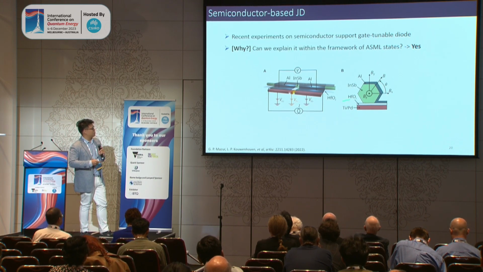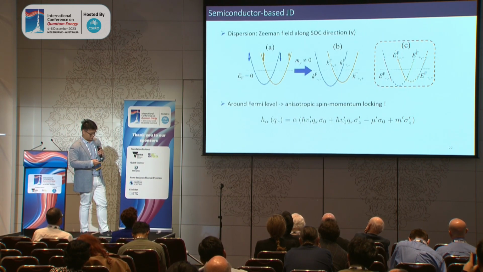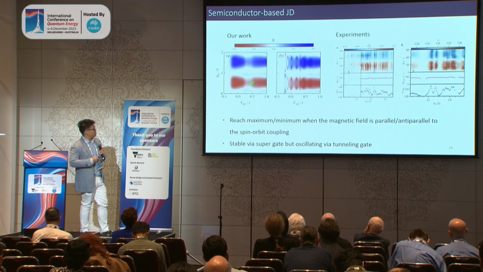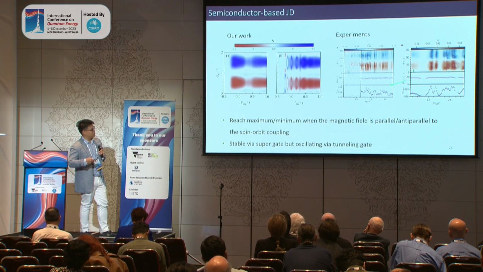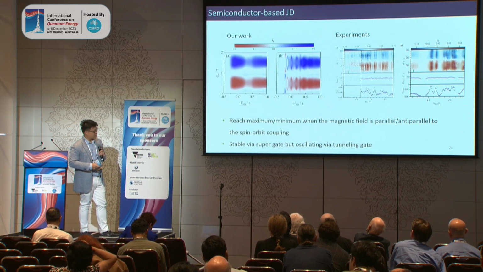In the preparation of our work, we found a recent experiment based on semiconductors that allows a gate tunable effect. We find that we share the same mechanism, after doing some mathematical work. So we eventually find that our theoretical work has an excellent match with the experimental data, including the gate tunability, and the maximum and the minimum of the magnetic field direction match with the experimental results.